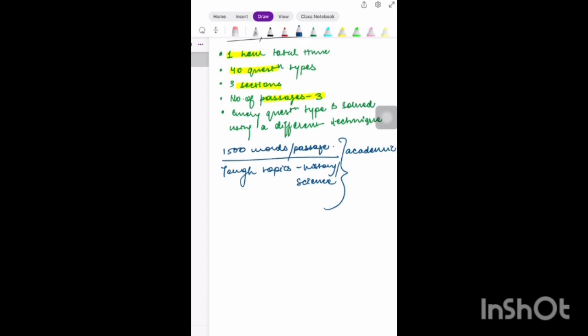Okay. Now, academic and general training reading tests are graded to the same level. However, because the texts in academic tests are more challenging overall than those in general training tests, more questions need to be answered correctly on a general training test to receive the same grade.